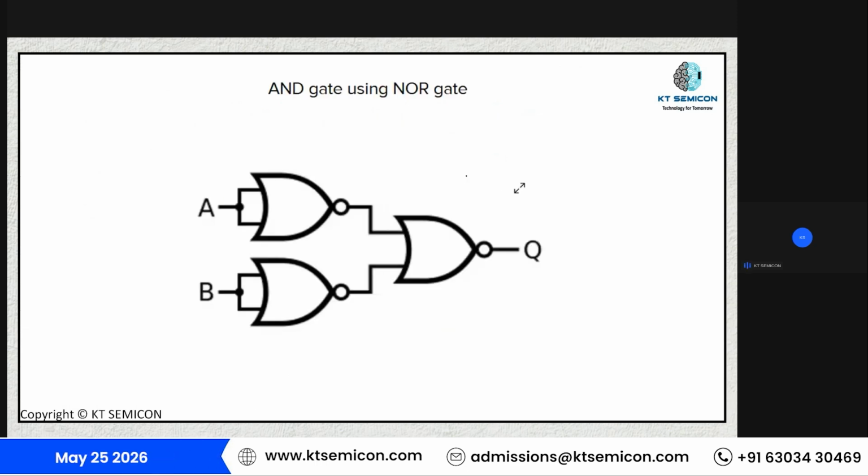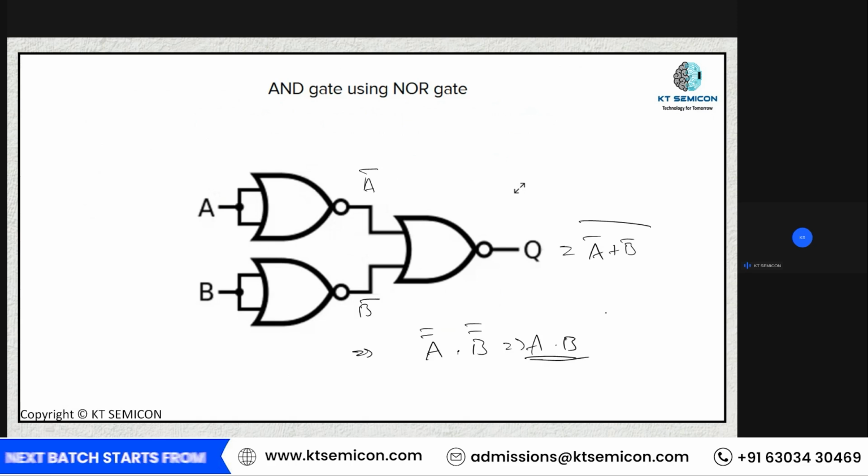Now, if I want to build an AND gate, then how am I going to build it? I'm going to take the connections like this. This is nothing but my A bar, and this is nothing but my B bar, and the Q is nothing but A bar plus B bar the whole bar. Now, if I solve this, then what I'm going to get is A double bar dot B double bar, which is nothing but A dot B. So this is how I'm going to implement a simple AND gate using NOR gates.